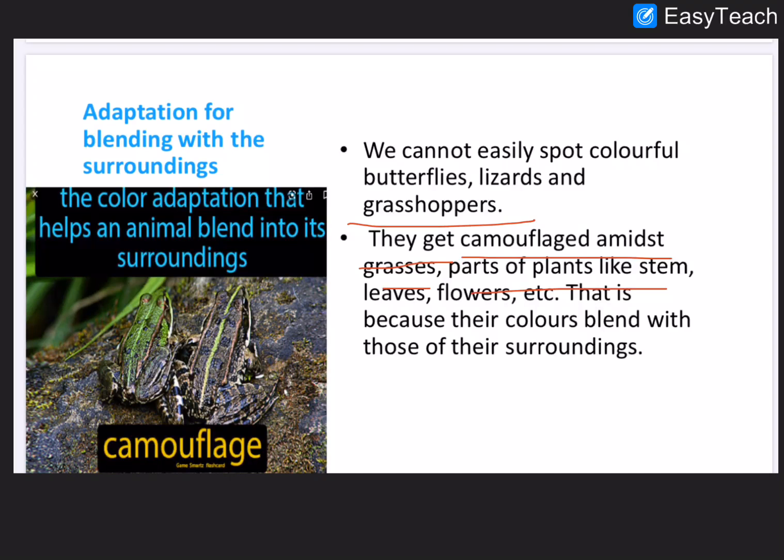Some snakes sit in the stems of a plant, but we cannot identify them at first sight. So that is an example of camouflage. That is because their colors blend with those of their surroundings. So camouflage happens because the colors blend with those of their surrounding.